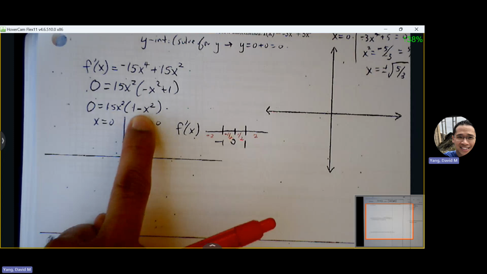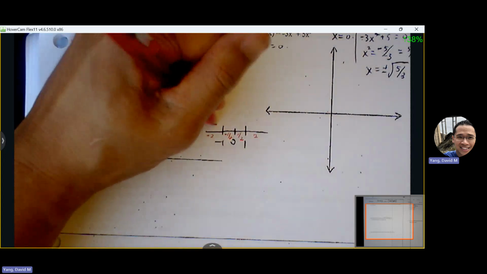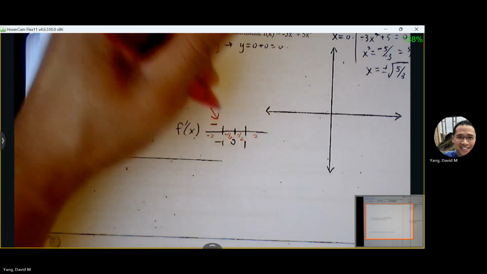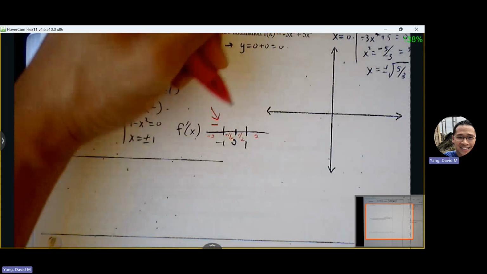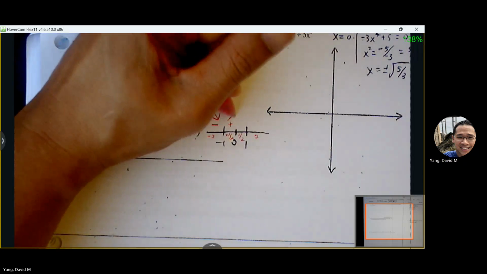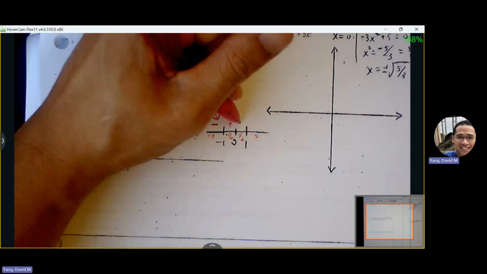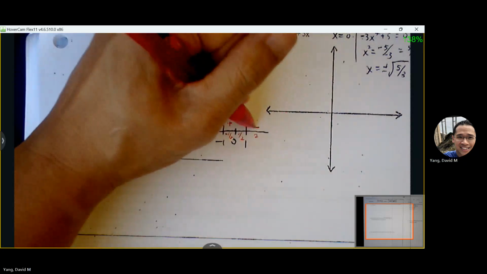-2, I get 1 minus 4. That's negative times positive, which is negative. Plug in -1/2, I'll get positive times negative, which is, sorry, positive times positive, which is positive. Plug 1/2 in, I'll get the same thing, positive. Plug 2 in, I'll get negative.